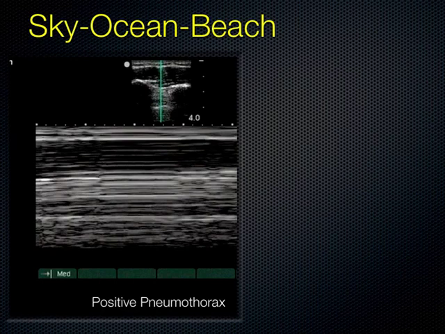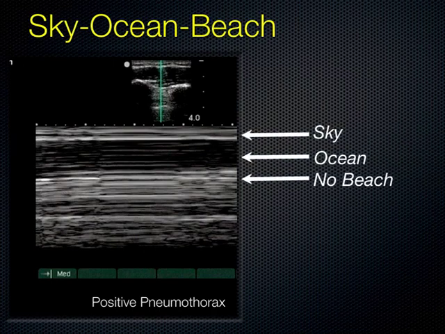In your models today, I'm sure nobody's going to have a pneumothorax, but if you ask them to hold their breath very carefully, like when you're doing an M mode, get sky, ocean, beach first, but then ask them to hold their breath and really ask them not to move at all, and you'll be able to see the stratosphere sign, the barcode. Because if the lung's not moving, you won't get that graininess.